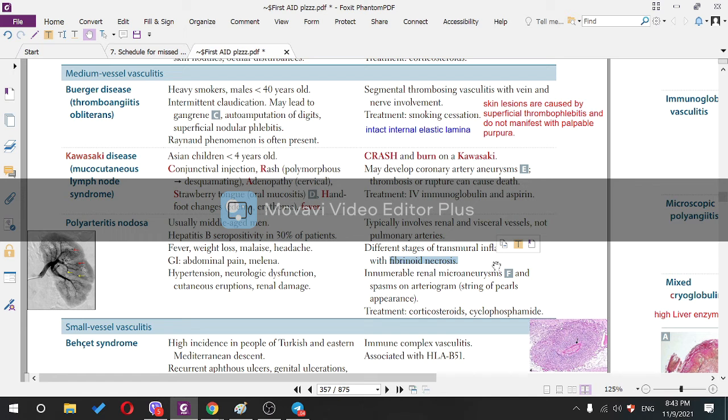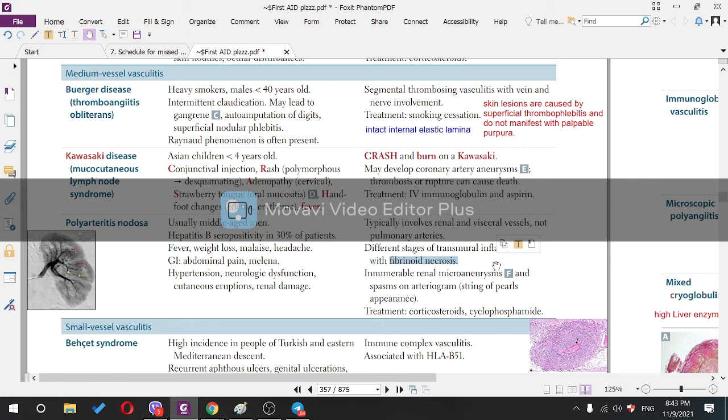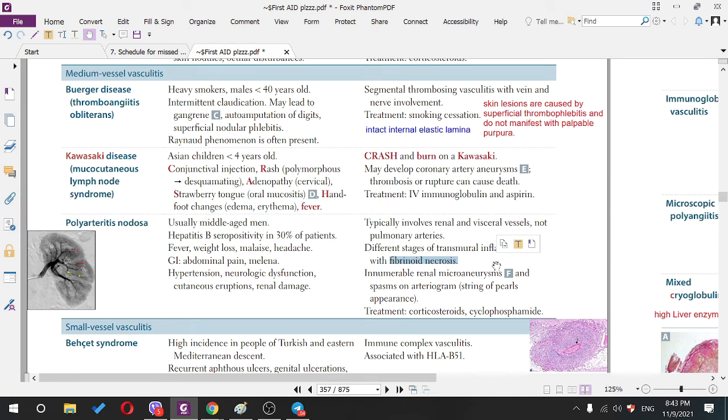Guys, what other disease has fibrinoid necrosis in it? Let's see the type A student. What other disease has fibrinoid necrosis in it? Hypertension, okay, and preeclampsia. Good.